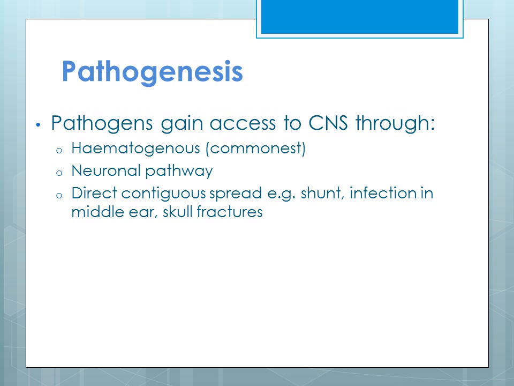Pathogenesis. Pathogens must first gain access to the central nervous system to cause the disease. The commonest pathway is through hematogenous spread, where the infection actually occurs elsewhere in the body but spreads to the brain via the bloodstream. Another route is retrograde access via the neuronal pathway. The third route is through direct contiguous spread via adjacent structures such as the middle ear or cribriform plate of the nasal bones, especially if there is a defect due to fracture, infection or presence of foreign bodies.